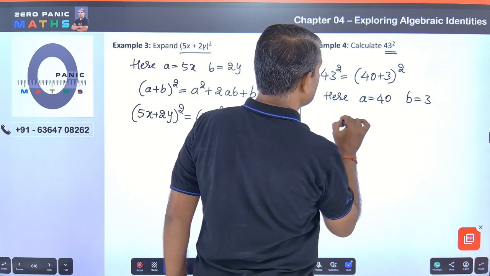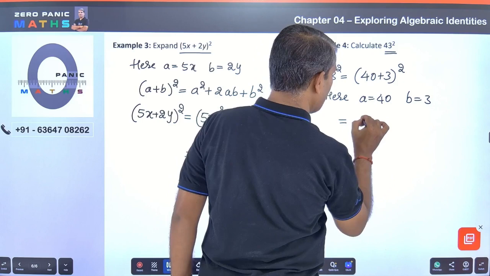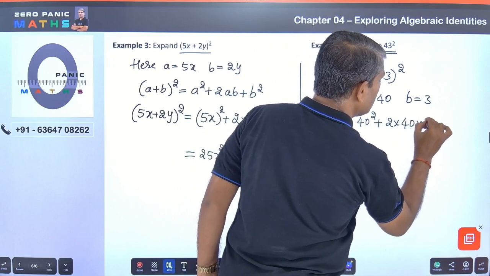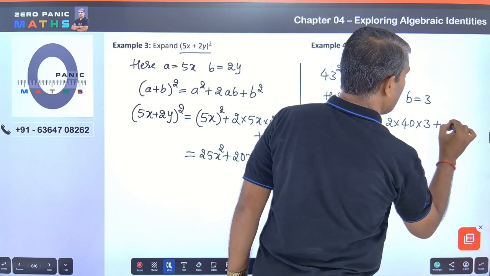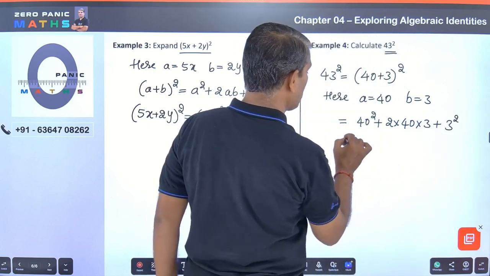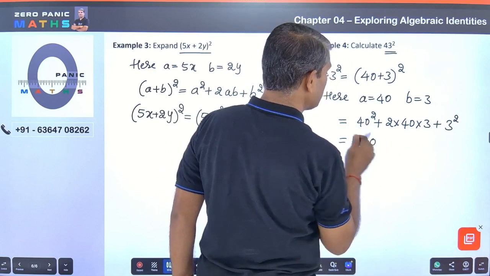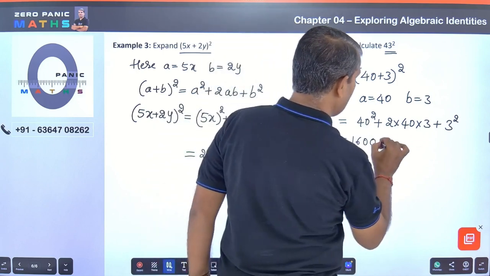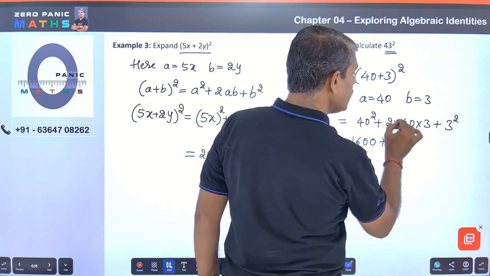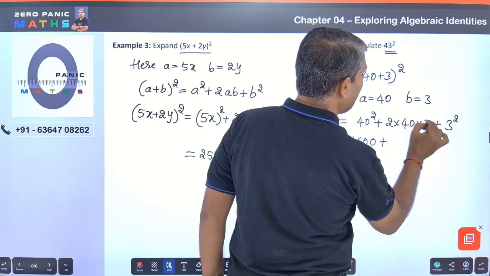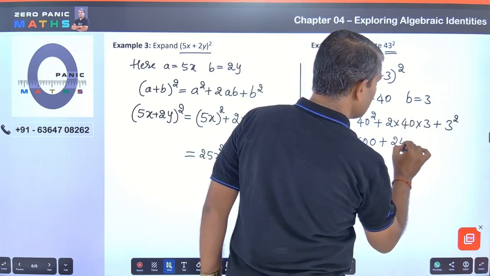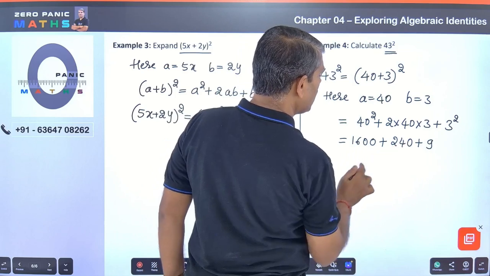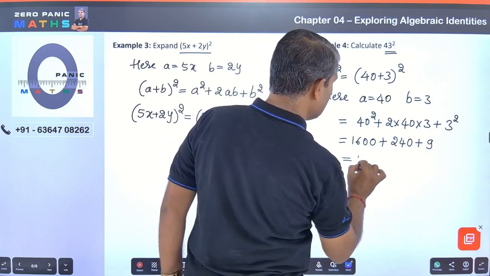Now let me write this as 40 square, which is a square, correct? 40 square plus 2 multiplied by 40 into 3, that is 2ab, and b square, that is 3 square. 40 square is 1600. We can easily calculate because it is 4 square and two zeros. 2 fours are 8, that is 80. And 80 threes are 240. And then it will be 9. 1600 plus 240, 1840, plus 9, that is 1849.